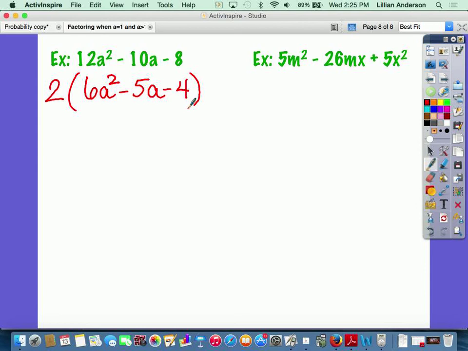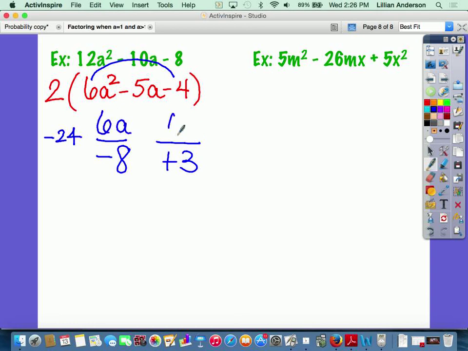Now, if you notice, a is still not 1. So your second step, you multiply a and c together, and you should have gotten negative 24. That's step 2. Step 3, you look for two numbers that multiply to give you negative 24, add to give you a negative 5, and hopefully for those two numbers, you got negative 8 and positive 3. So then, step 4, you create your fraction with AX on top, but in this case, our variable is A, so we're going to put a 6A on top.